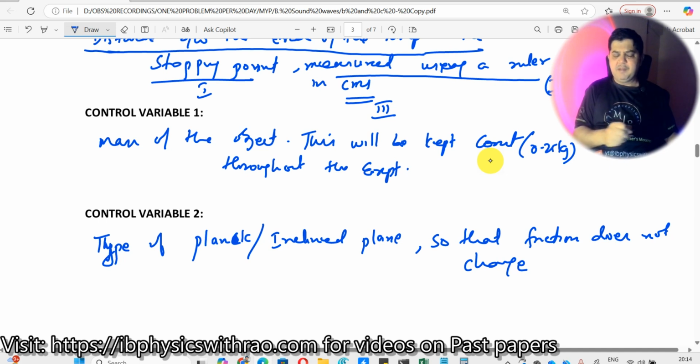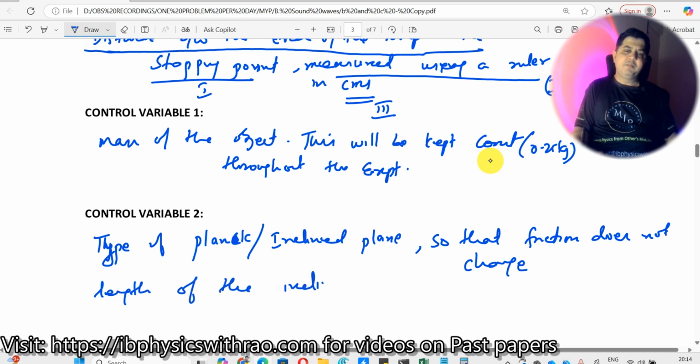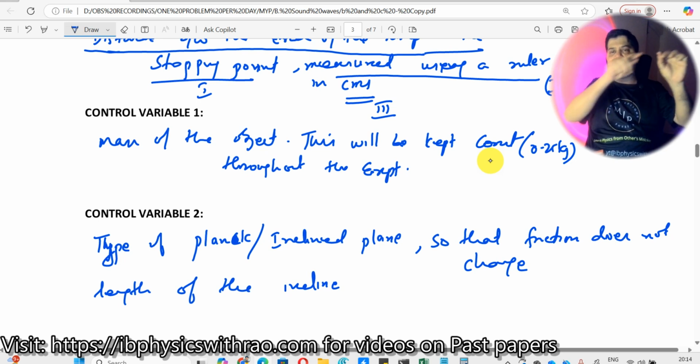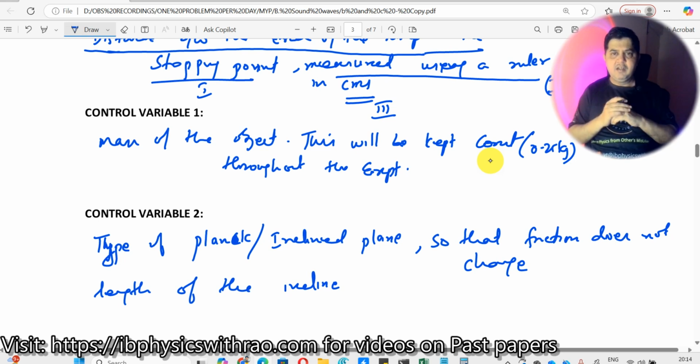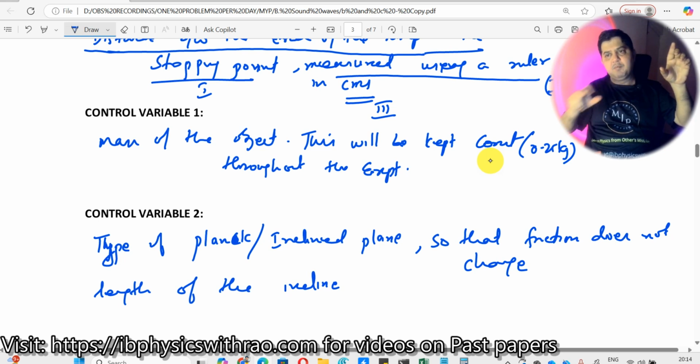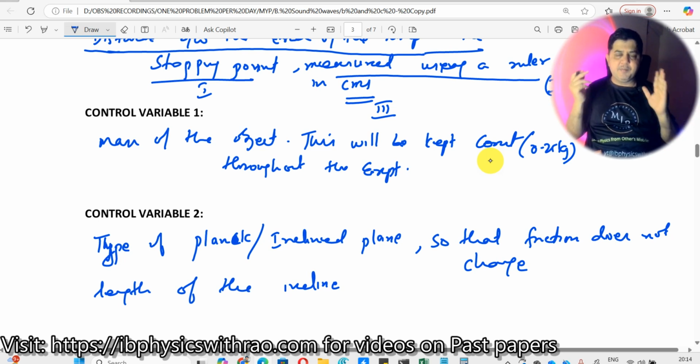Okay. Maybe you can put one more also. You can also say length of the incline. Because I am using, let us say, a 40 centimeter incline. Now I replace this with the same wooden plank, everything the same, but instead of 40 centimeter, I put something like 120 centimeter. What will happen? It may keep moving at the same uniform speed, anything can happen. So that is not a proper one. So let us take length of the incline also as one of the control variables. Okay, next.